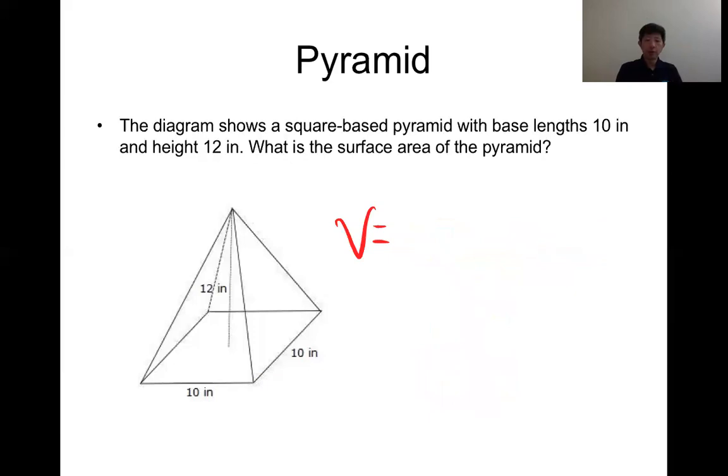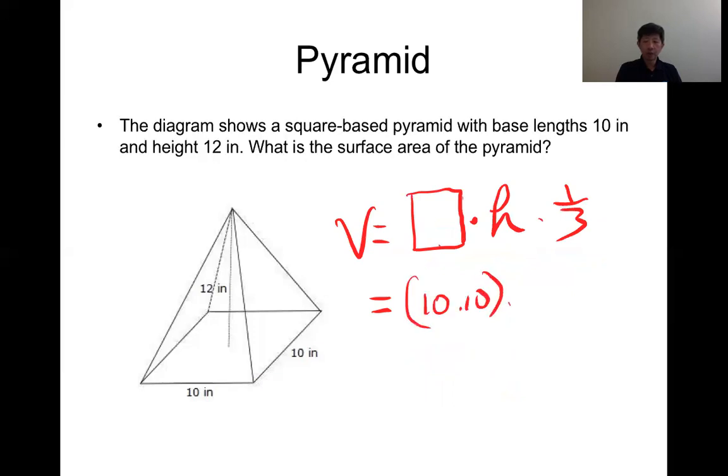So the volume is the area of the bottom times the height times 1/3. So this is what? 10 times 10. What's the height? Height is, all right. So this time, the height we're gonna take is 12.